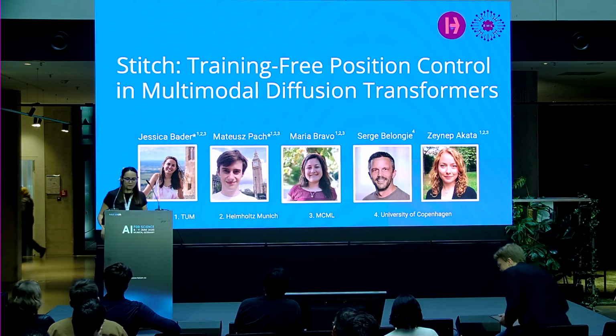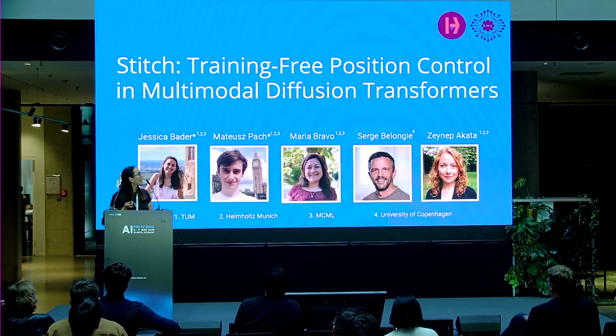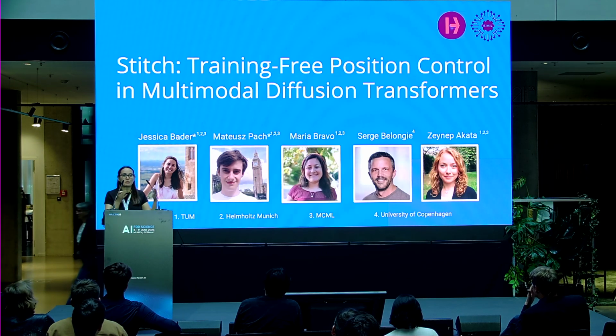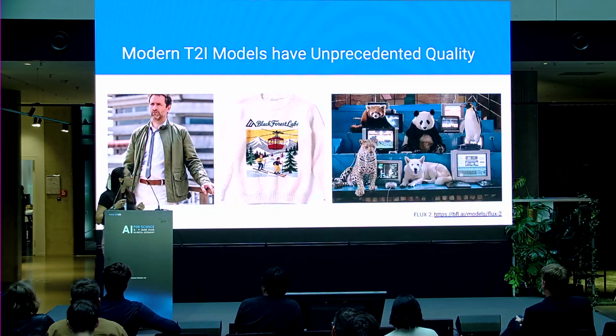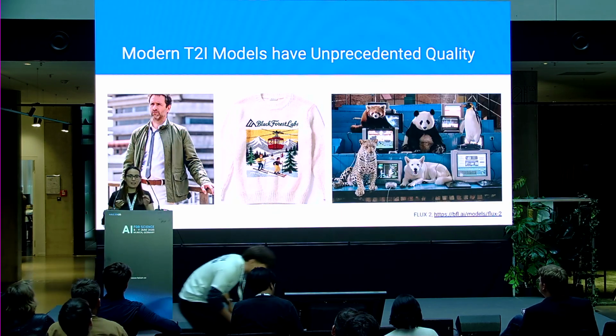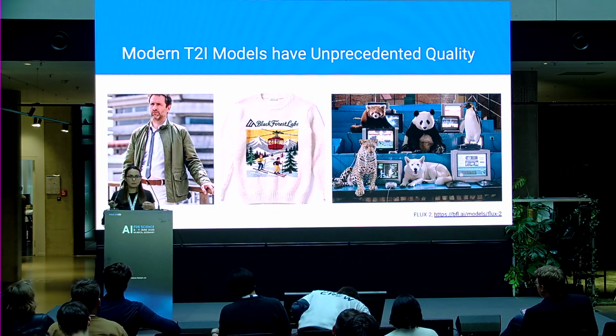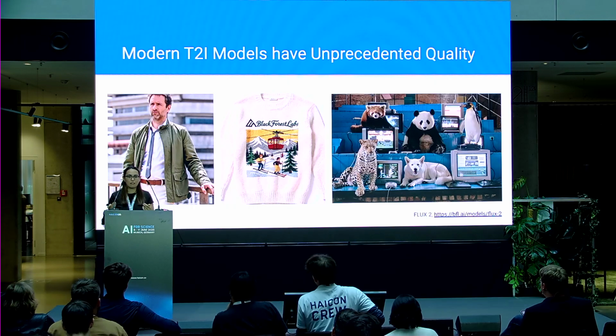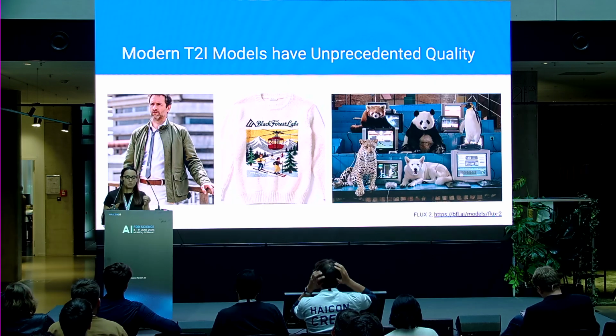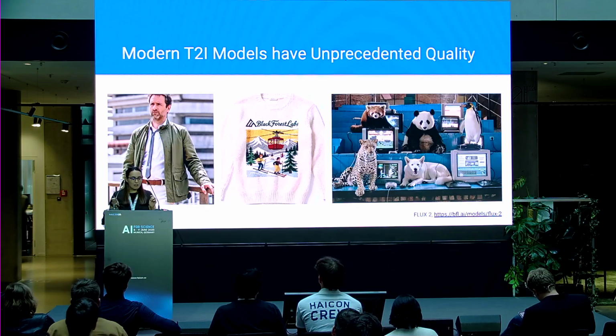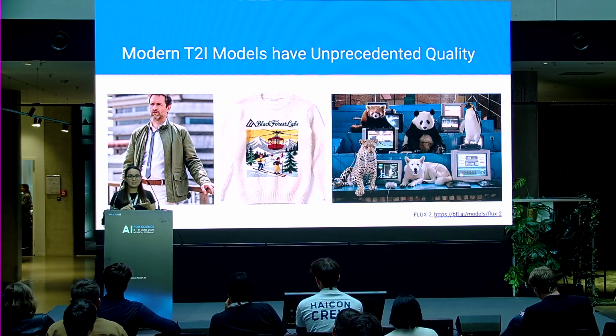Hello, everyone. I'm Jessie. And like he said, I'll be talking about positional control in text-to-image. So we're going back into the image space. You might have noticed that in the last few years, the new text-to-image models have reached an unprecedented level of image quality. So you get really nice images. They're a lot better at the things that used to be very difficult, for example, human faces and hands.